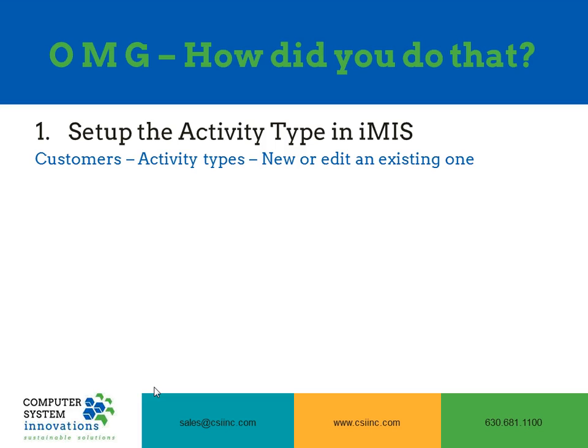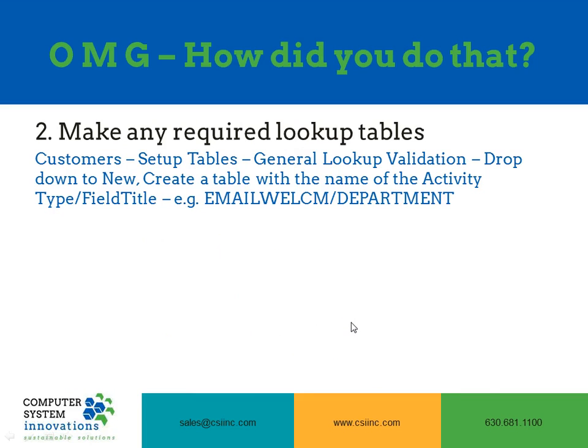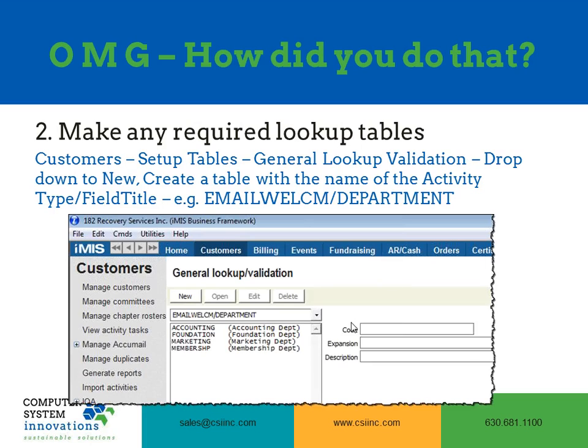First thing I needed to do is create a new activity type in iMIS. Someone asked earlier, can I use an existing activity type? And yes, you can. But in this case, I made a new activity type. So maybe I made a welcome email activity type, and I filled out the fields that need to be on there. All right? Next thing I did, I added any required lookup tables that I needed.